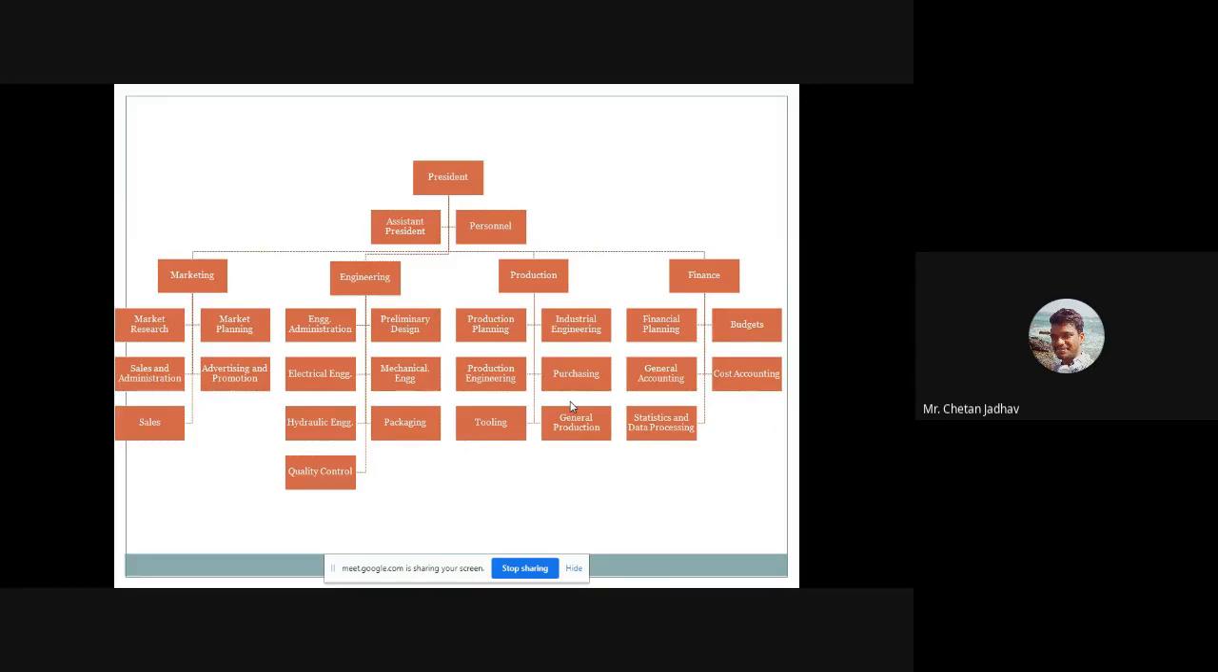Like this way they are going to divide the n number of departments in their respective process only. Engineering means whatever engineering work comes under this department only, then production, and then finance. So this type of division, meaning departmentation, will be carried out in enterprise functions only. Okay, understood.